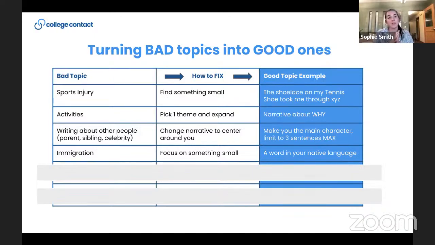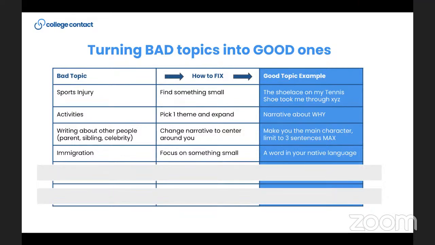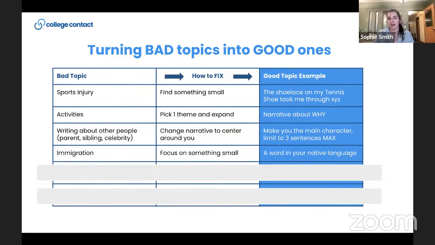The ones we do really like to see though about immigration are essays where again you focus on something small. So like pick a word, if you're from a country that speaks another language, pick a word in your native language and talk to us about it and what that word means to you, right? Or bring something up about a food item or something like that. Those are better than just a whole narrative about it.